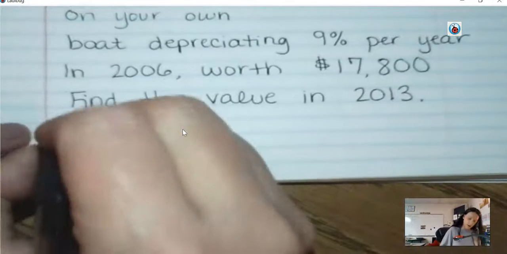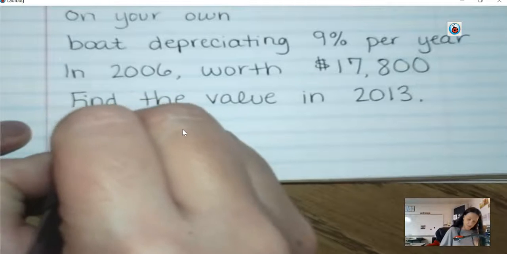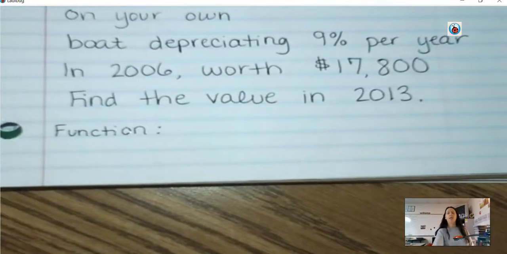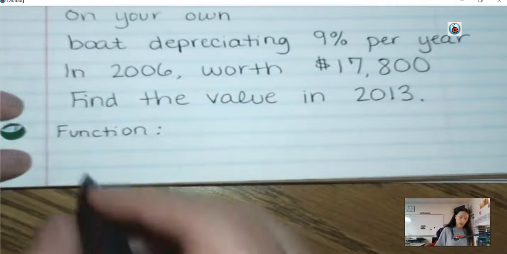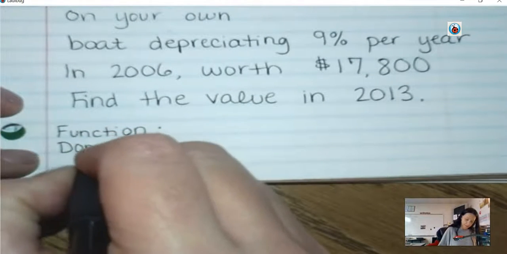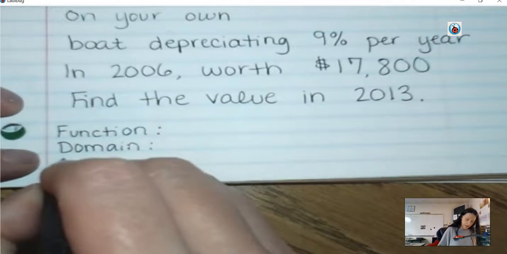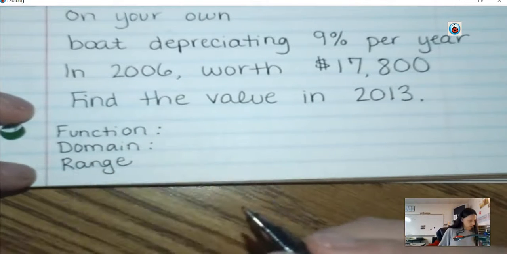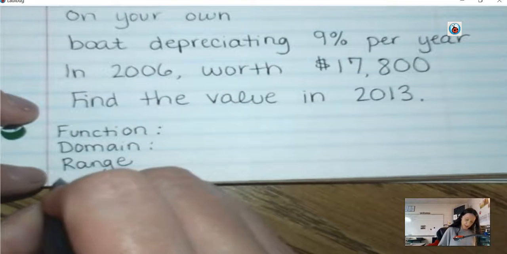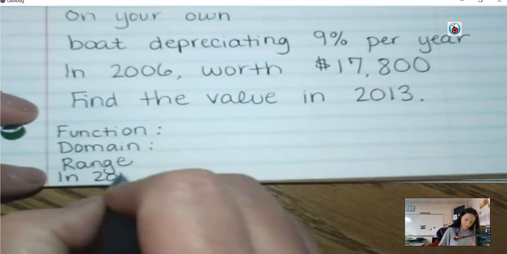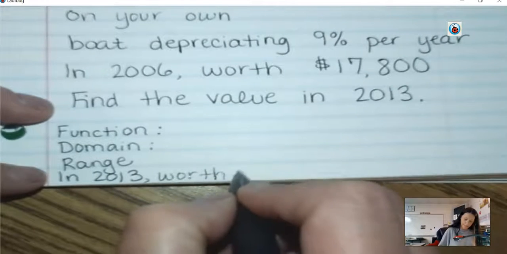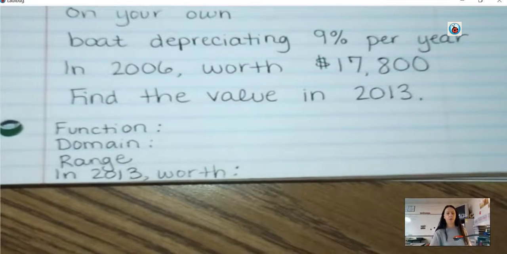So for this, I want to know what's the function. So come up with the equation. You can graph it just on your calculator. You don't need to get graph paper for this one. I want to know the domain, the range. I want to know also what's the answer in 2013. What will it be worth? Okay, go ahead and work on this with your groups.